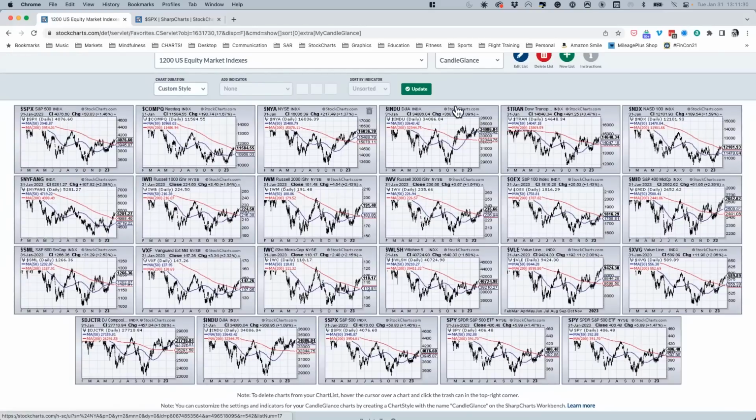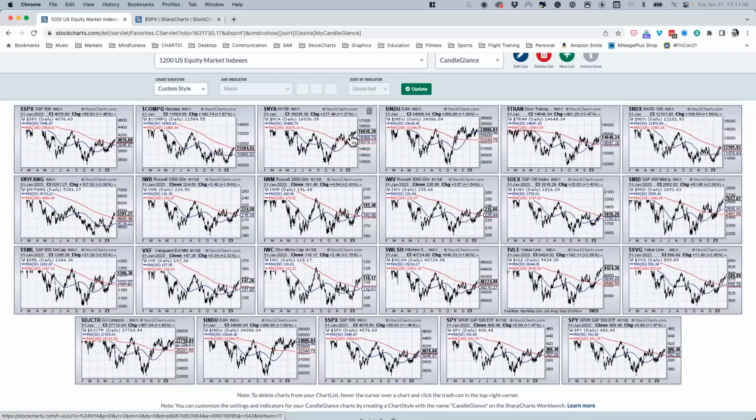But what's great about this candle glance view is you can see the S&P 500, on the little chart here, testing the swing high in early December around 4,100. We're kind of right there, right? We're very, very close. And if we would fail here, that would be a perfect double topping pattern that would make a ton of sense as well.